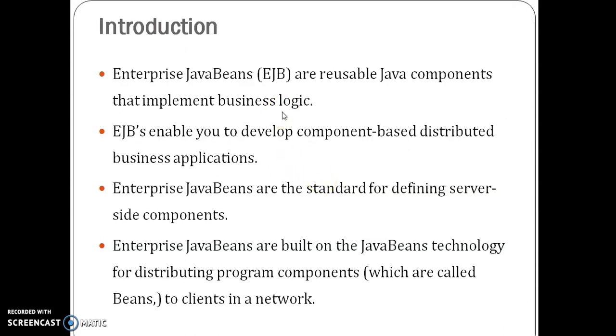EJB stands for Enterprise Java Bean. The main aim of EJB is to design distributed applications. It is nothing but a Java J2EE specification. Enterprise Java Bean is a J2EE specification, and it allows us to design component-based applications.